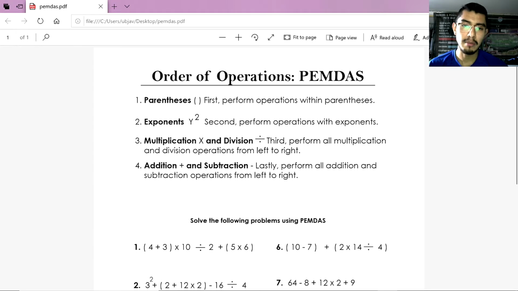So for example, the P in PEMDAS means parentheses. These signs right here are parentheses. It's the first performed operation, the operations within parentheses, right? So what that means is that whatever is in the parentheses, like for example here the 4 plus 3, you're going to do first. And then after you're done doing all of the parentheses, like for the 5 and the 6 and the 4 plus 3, you're going to move on. And you're going to go to your exponents.